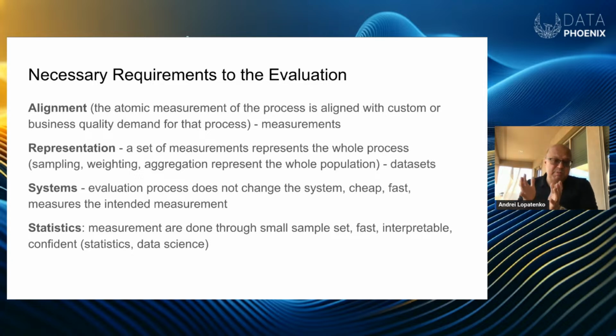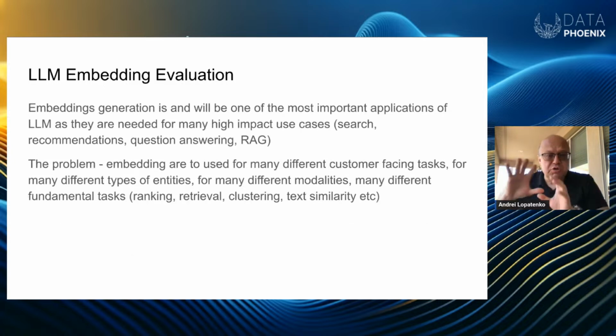Systems, of course: systems must be fast, must be cheap, must not be obtrusive, must get evaluation results fast. And statistics: a lot of work on how to do right evaluations through smaller sample sets, how to make them fast, how to make them interpretable. Those are the four necessary dimensions of good evaluation. This is me talking at a high level about the principles of how the evaluation process should be defined for LLMs, and I see it's pretty consistent across different companies, a pretty consistent demand.